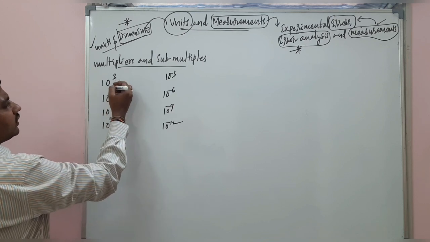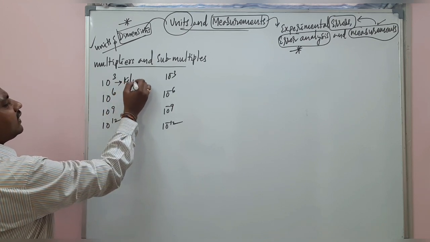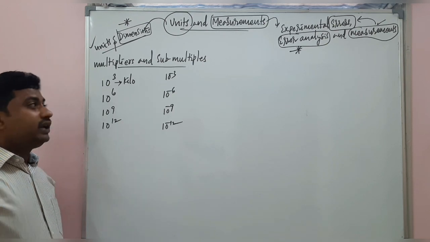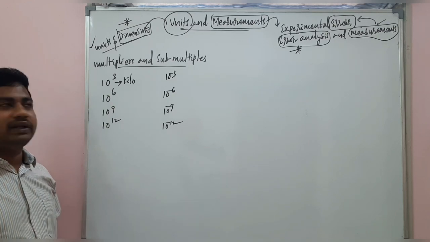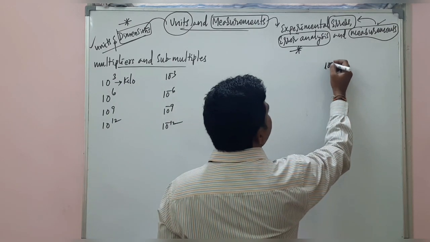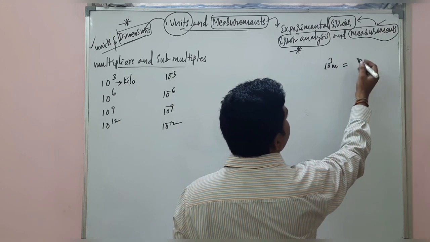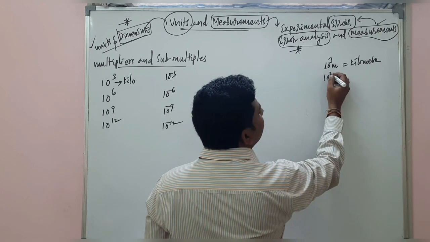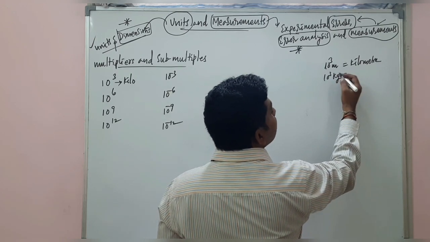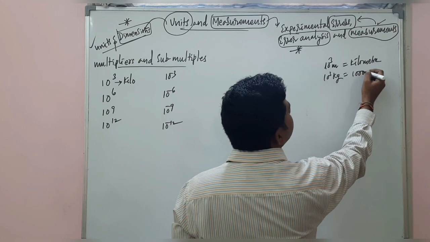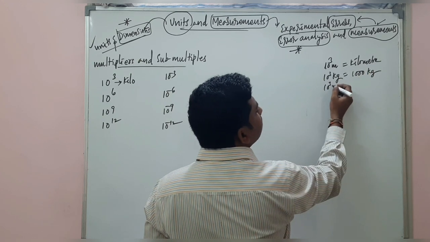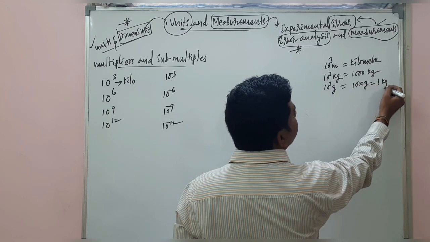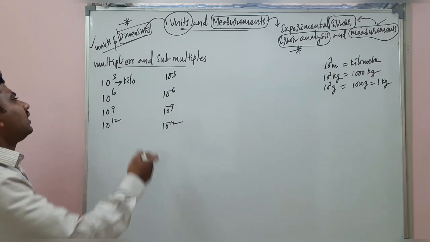And this 10 raised to 3, I can say it is kilo. For example, 10 raised to 3 grams, that means kilogram. 10 raised to 3 meters, that is kilometer, right? So if I write 10 raised to 3 into meter, that's called a kilometer. When I write 10 raised to 3 into kg, that is called 1000 kg. So 10 raised to 3 grams, that is 1000 gram, which is equal to 1 kilogram. In that way, your 10 raised to 3 will be useful.